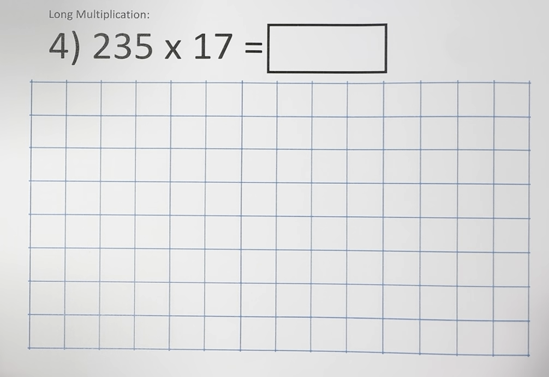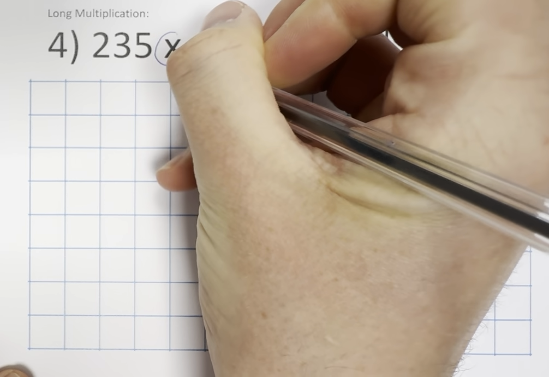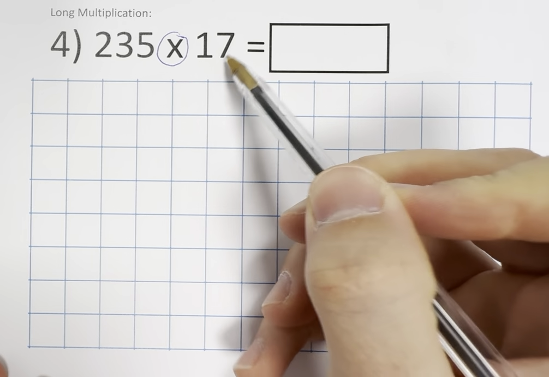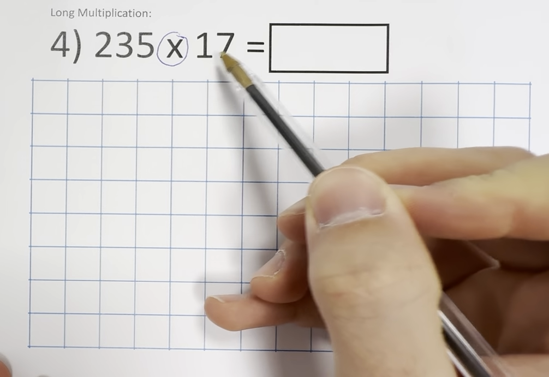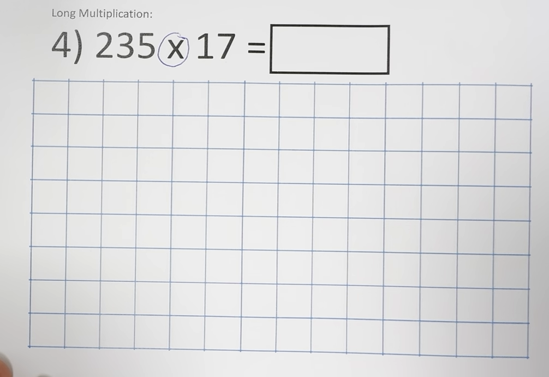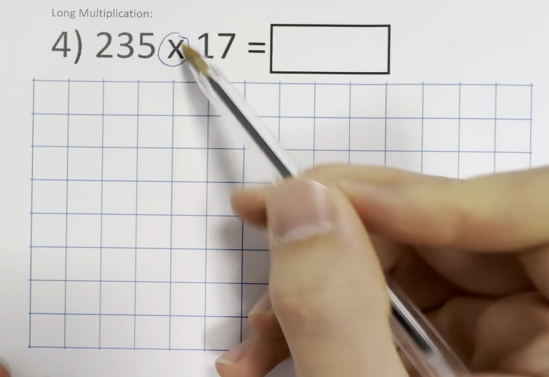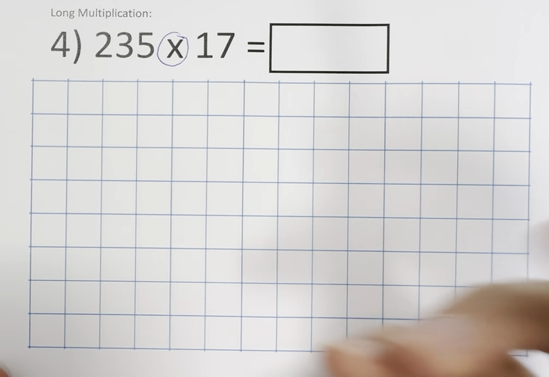The first thing we're going to do is circle our operation. This tells us that this is multiplication. However, we are timesing by 17, which is a 2-digit number, which means we're going to have to use long multiplication. This is exactly the same as the normal multiplication method. However, we have an extra step because we have the tens.